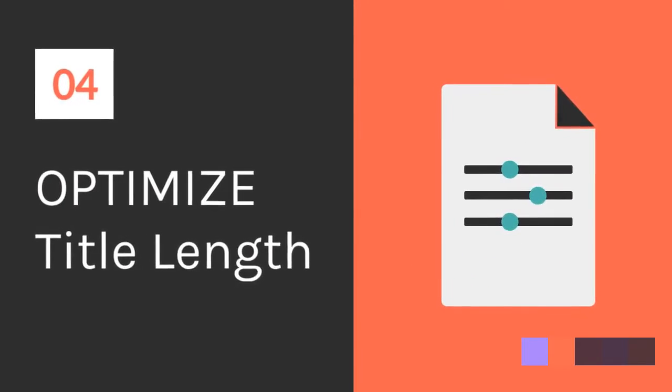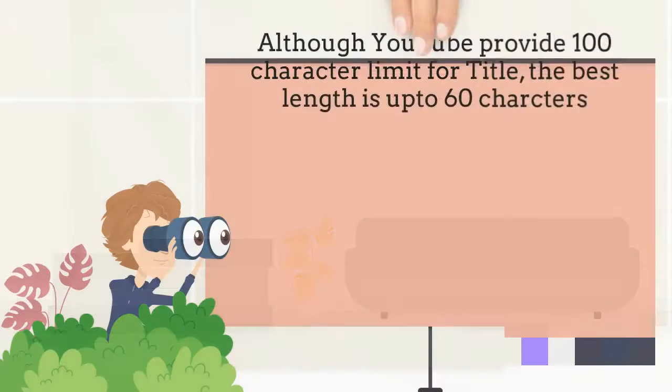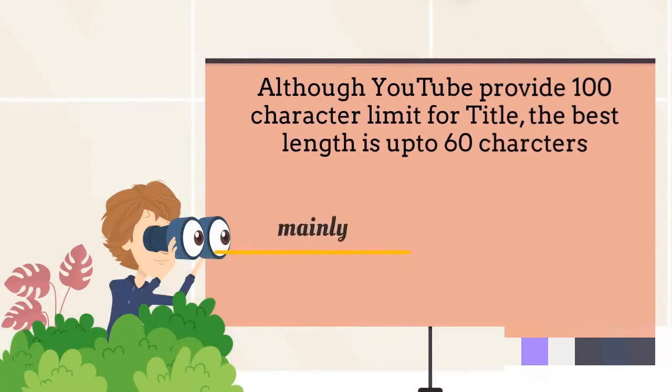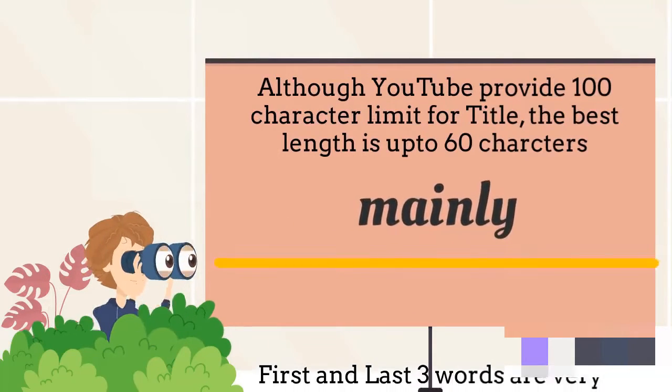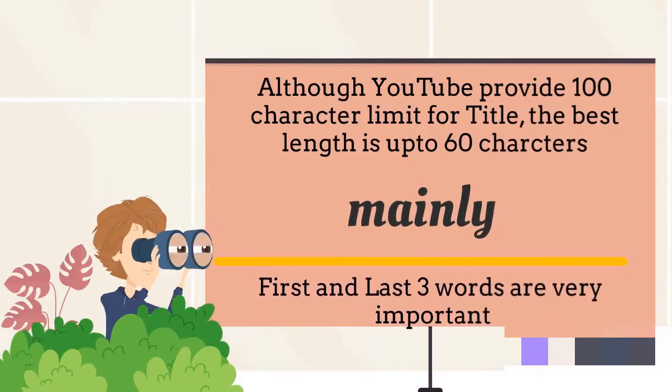Number 4. Optimize title length. Although YouTube provides a 100 character limit for title, the best length is up to 60 characters. Mainly the first and last keywords are very important for your YouTube ranking.